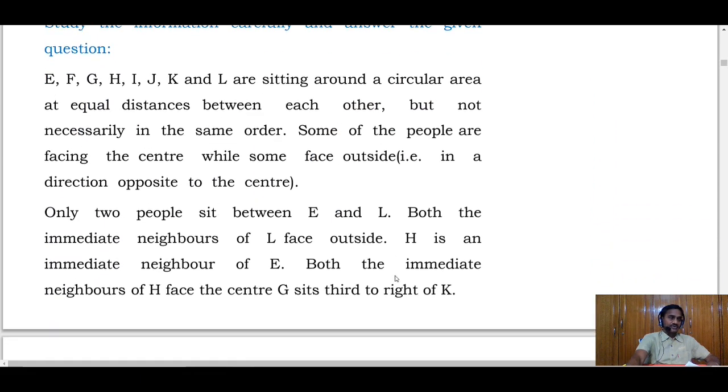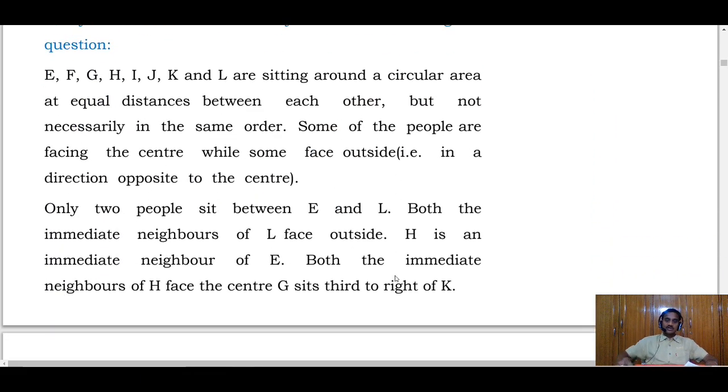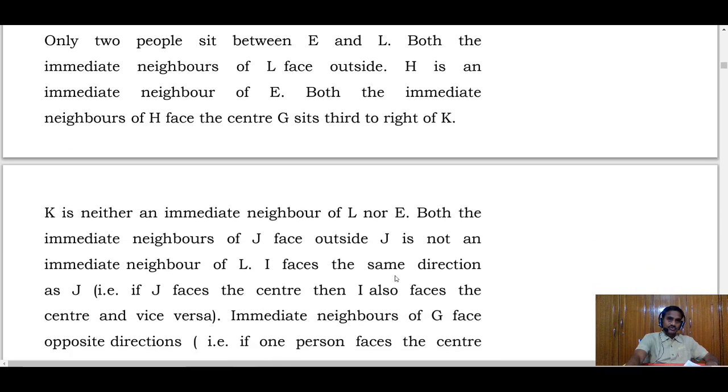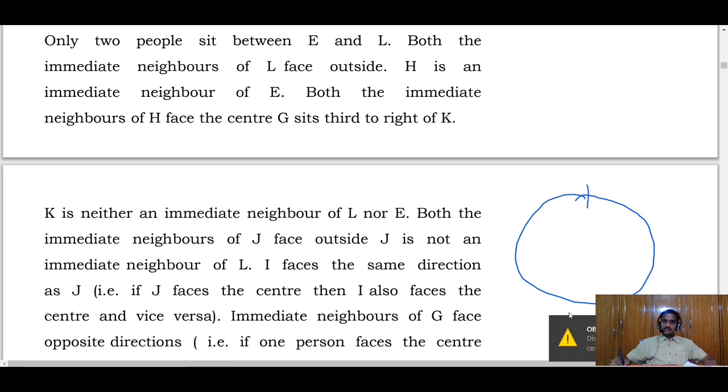Now 146 to 150. How many persons are there? E, F, G, H, I, J, K, L are seated around a circular arrangement at equal distance between each other, but not necessarily in the same order. Some people are facing the center while some are facing away from the center. Only two persons are there between E and L.